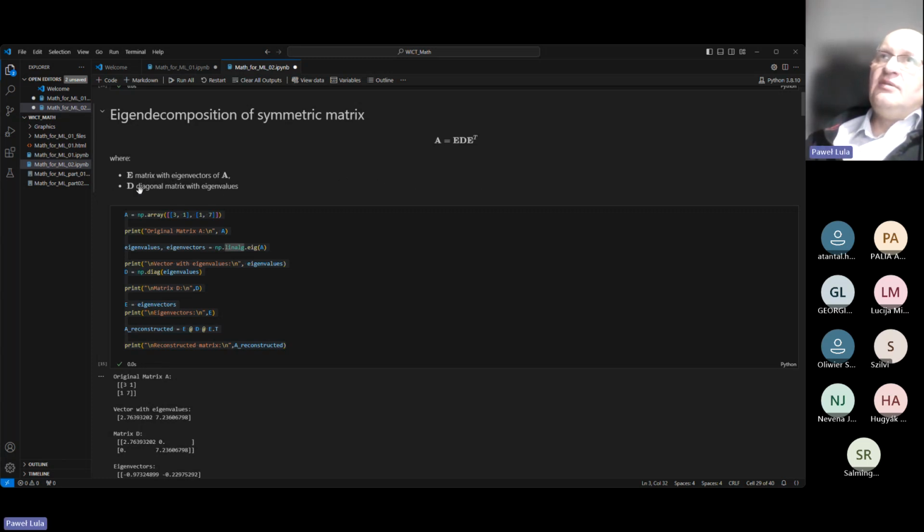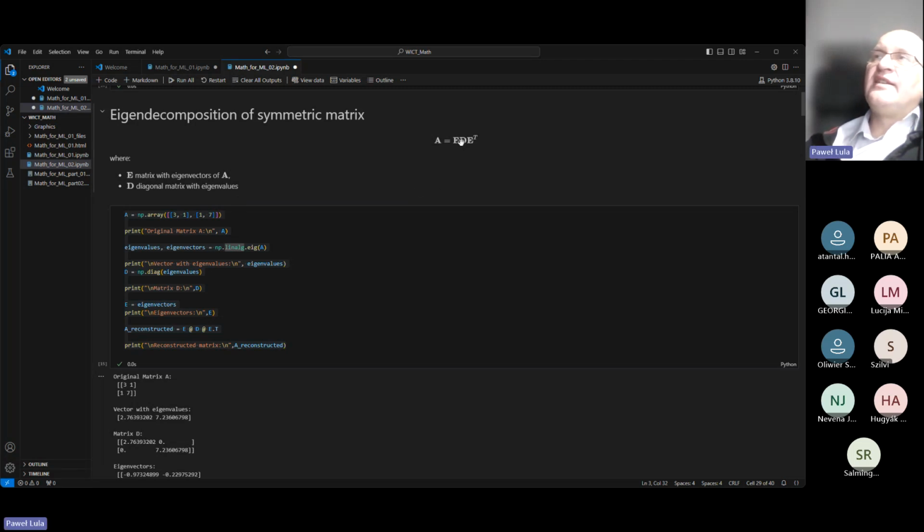And D is a matrix in which we have eigenvalues on the main diagonal. But elements which are not on the main diagonal, all of them are equal to 0. So we have eigenvalues on the main diagonal and other values outside the main diagonal.